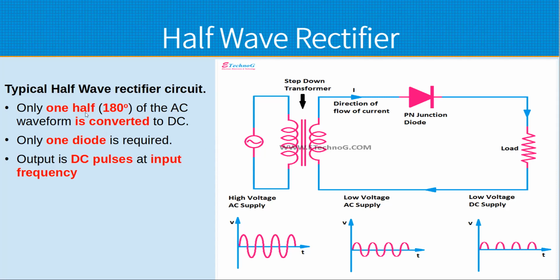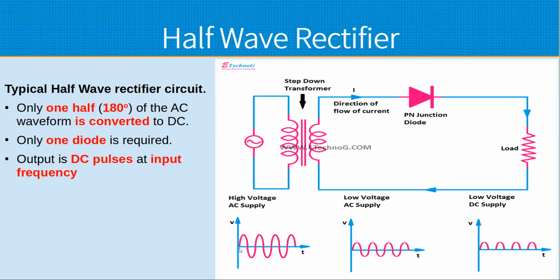The key point here is that it only conducts on 1/2 or 180 degrees of the AC cycle. So we've got our AC signal coming in on the primary. We get a lower voltage version of that on the secondary, assuming this is a step-down transformer, which it says it is. And what we get through the diode are the positive peaks.